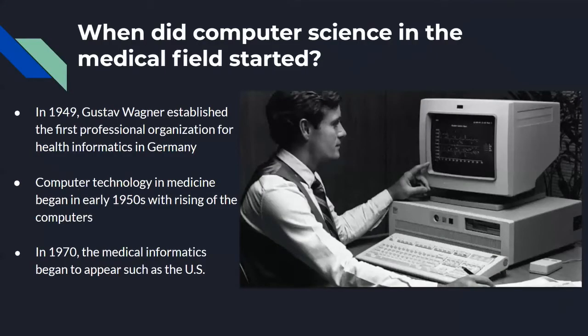Computers in the medical field started with Javon Weiner in 1949, who established the first professional organization for health informatics in Germany. Health informatics is a discipline at the intersection of information science, computer science, and healthcare. It is concerned with the research, devices, and methods required for obtaining, storing, retrieving, and using information in health and biomedicine. Computer technology in medicine began in the 1950s, with the rise of computers.